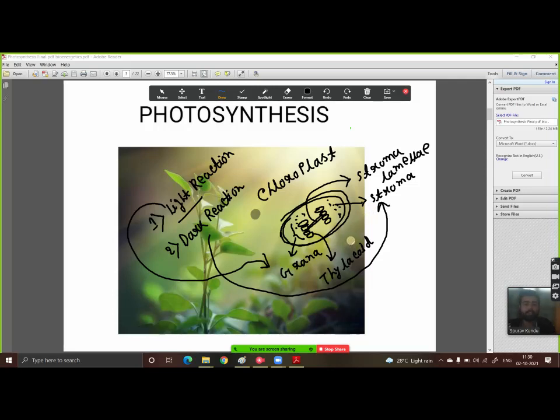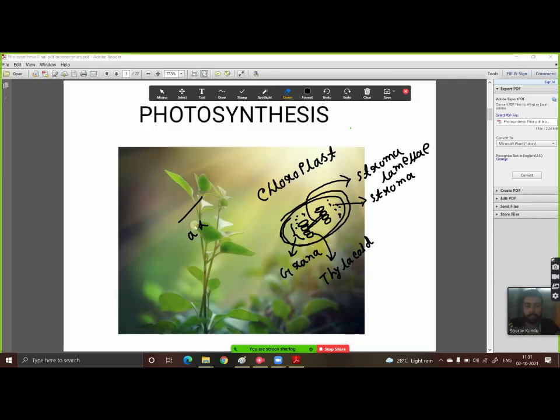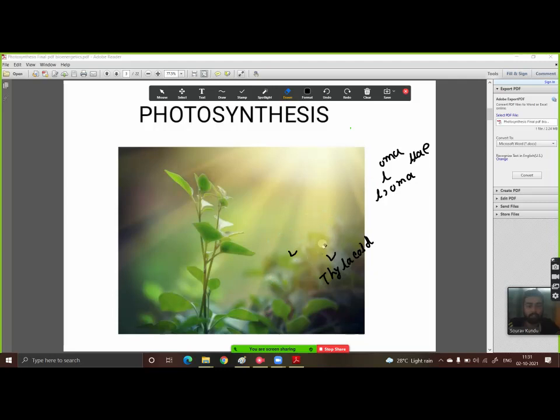We will understand in detail what the dark reaction is, what the light reaction is, and how these are formed. We are now just briefly understanding this, and we will go into detail on the light reaction and dark reaction with respect to all these parts. Now let me move to the next slide.